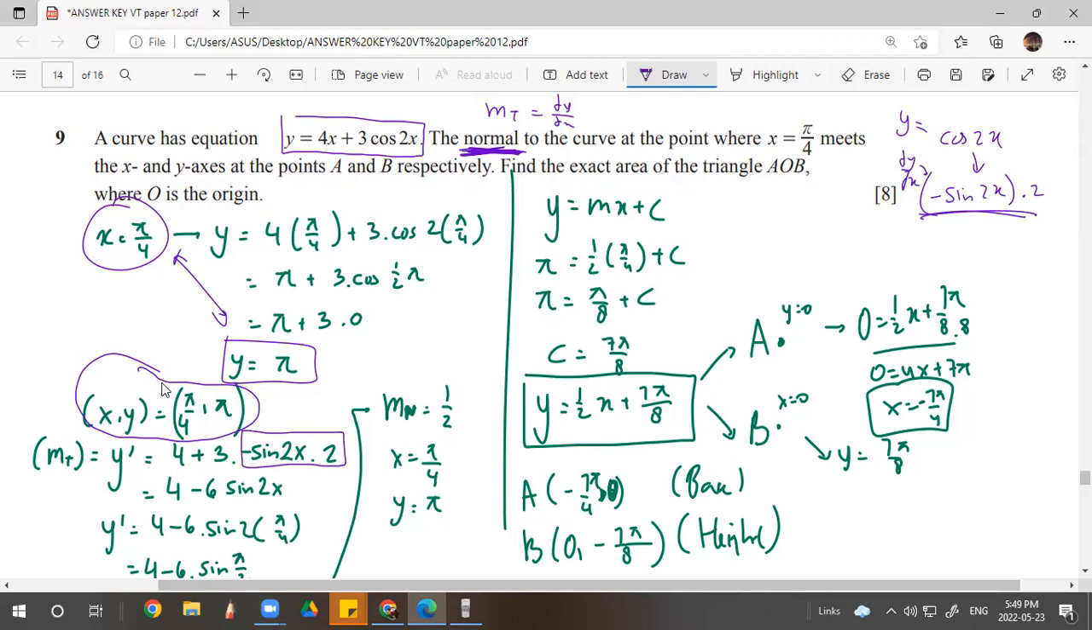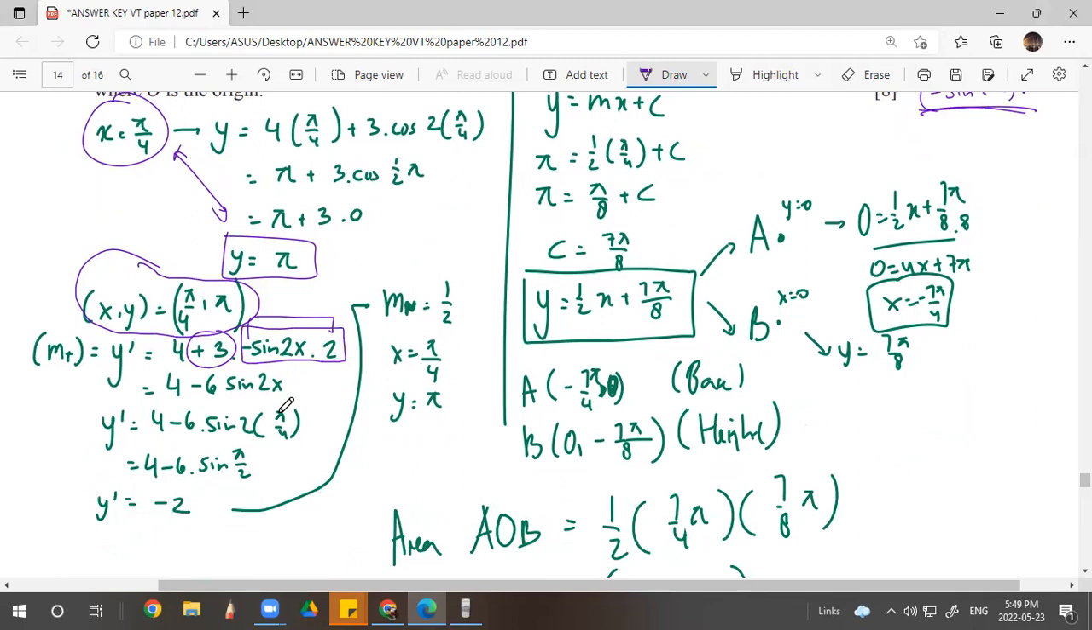So this is y, this is dy/dx. Next, you put negative 3 times 2, negative 6, right? Negative 6, because negative 3 times 2. Then change the x to pi over 4. You use the calculator again, you can get negative 2. But make sure you change it to the normal, the negative reciprocal. The tangent is negative 2, so the normal is the negative of negative 2, which is 2, and do the reciprocal, 1 over 2.